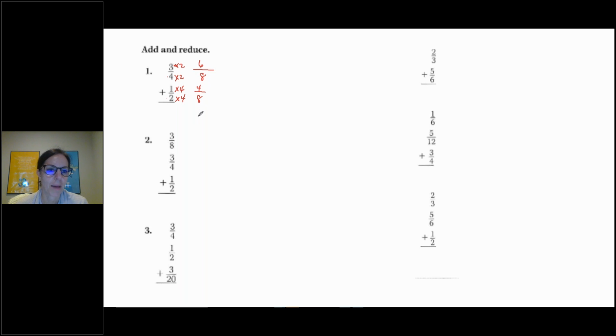So then you're going to add down. You're going to add your tops. 6 plus 4. You're going to copy your denominator. This gives you 10 over 8. 8 goes into 10 one time with 2 left over. And then they are both reducible by 2.